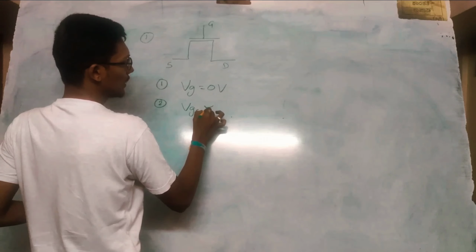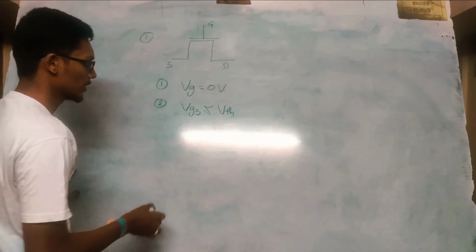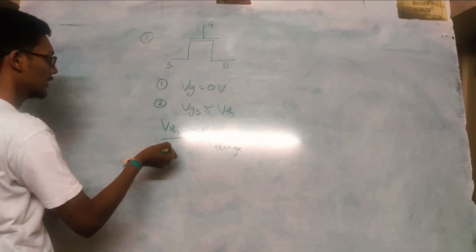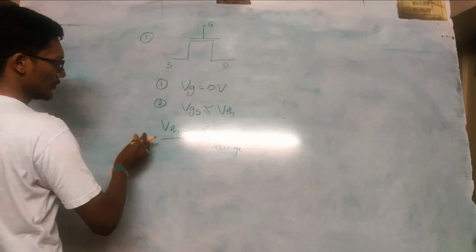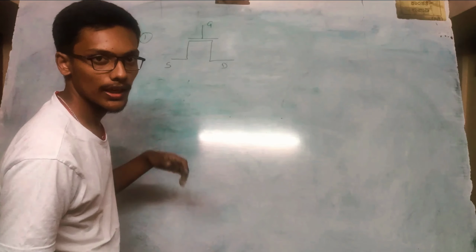VGS should be less than or equal to VTH, where VGS is the gate to source voltage and VTH is known as the threshold voltage. What is VTH? It is the minimum voltage required to keep my PMOS transistor on. Okay, these are the two conditions. We'll solve 4 cases based on this. We'll now look into something known as strong 1 and weak 0.